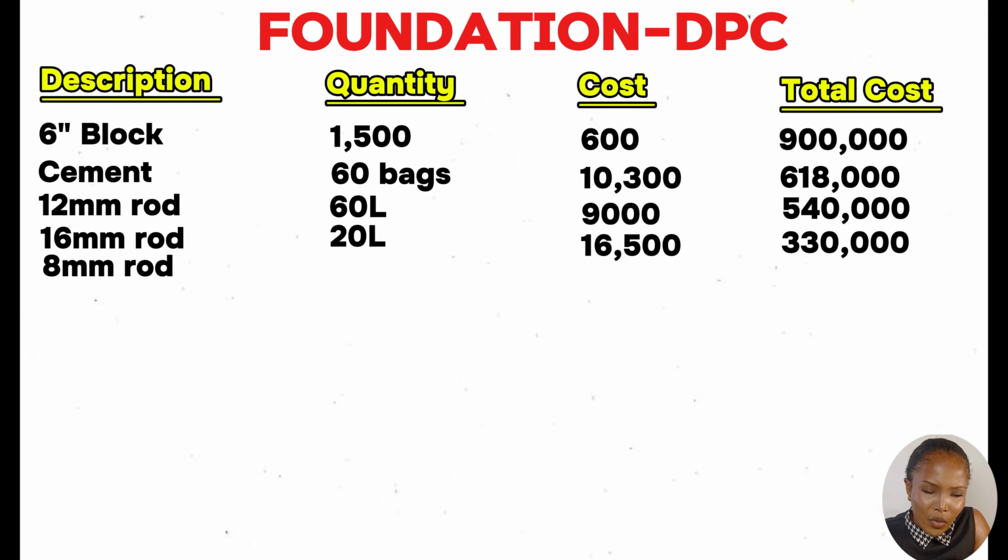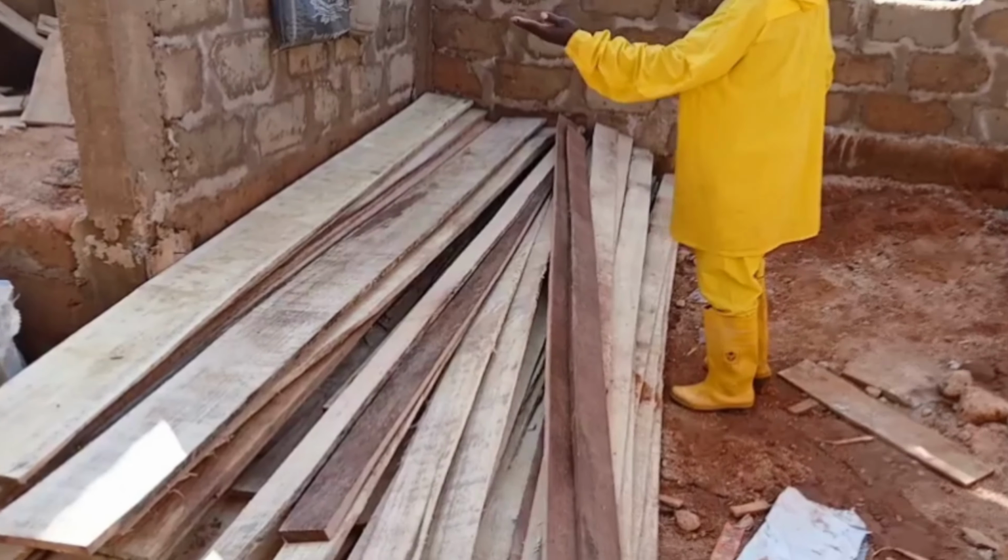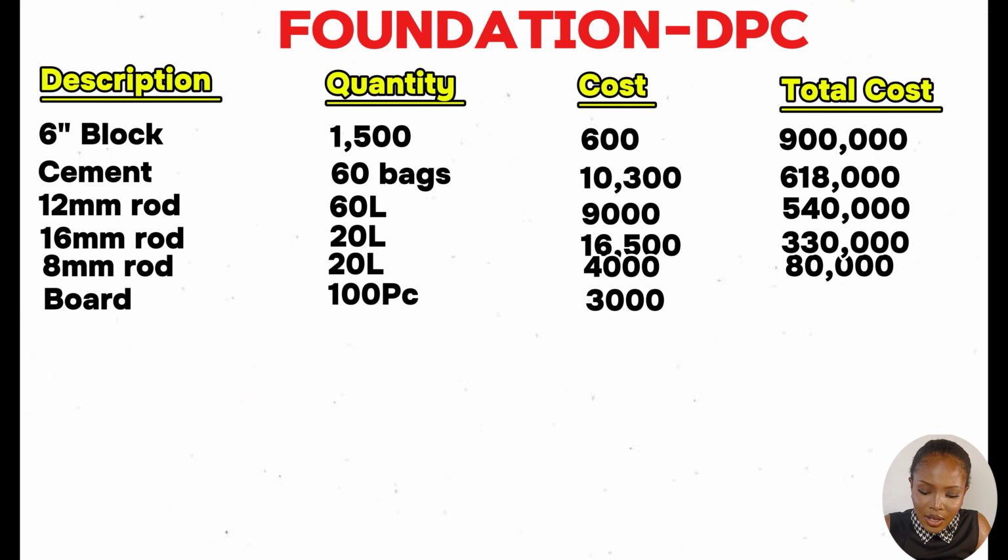You need 20 lengths of 8 rod, and each length costs 4,000 naira. So 4,000 multiplied by 20 is giving us 80,000 naira. Another thing you need is board. You need 100 pieces of board, and each piece costs 3,000 naira. So 3,000 multiplied by 100 is giving us 300,000 naira.